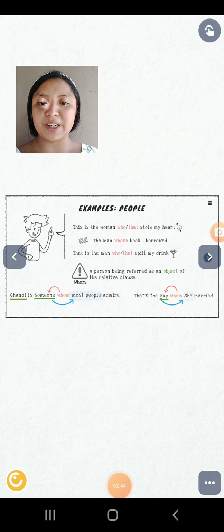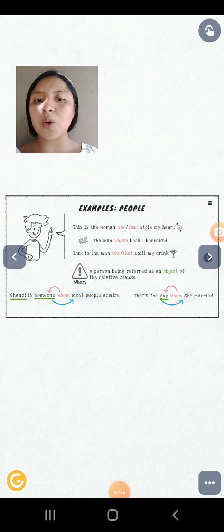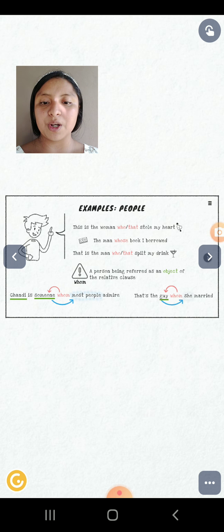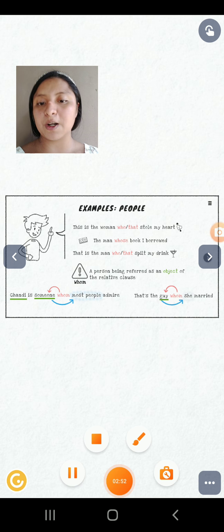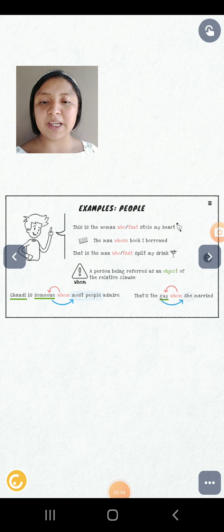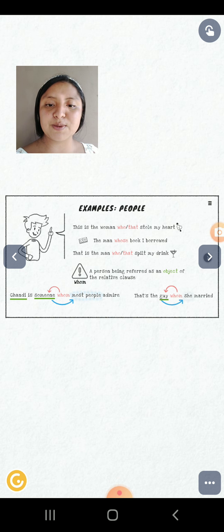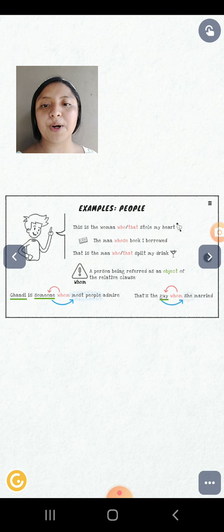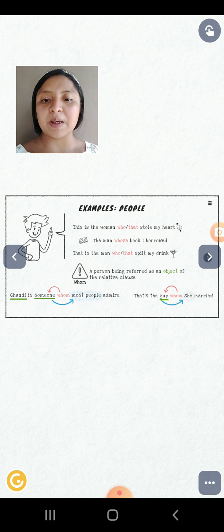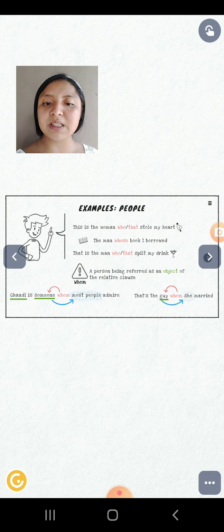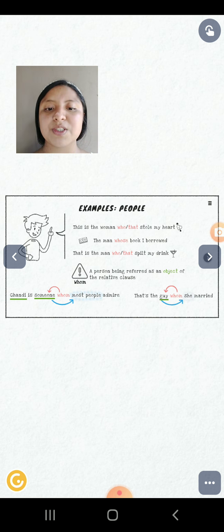Okay, so the first one is: this is the woman who or that stole my heart. So we are using, if you see here, the relative clause to describe the noun, in this case, woman. The next one is: the man whose book I borrowed. So you are describing, basically saying whose is the man that borrowed your book. Then the next example we have: that is the man who spilt my drink, or that's the man that spilt my drink. So those are some examples using this one.